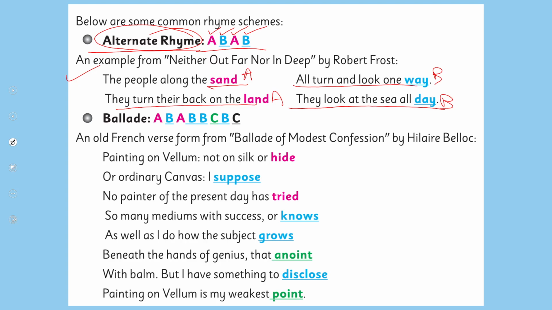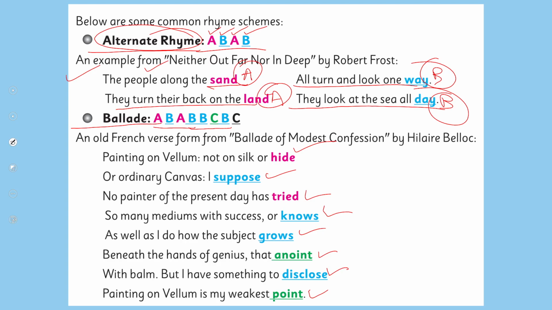So, the people along the sand all turn and look one way, they turn their back on the land, they look at the sea all day. So A, B, A, B. This is the alternating rhyme scheme. Here is a rhyme scheme of a ballad. And it is A, B, A, B, B, C, B, C. So if you name the letters with these, you can find this rhyme scheme. So if you want to write a ballad, this is the right rhyme scheme to follow with your poem.